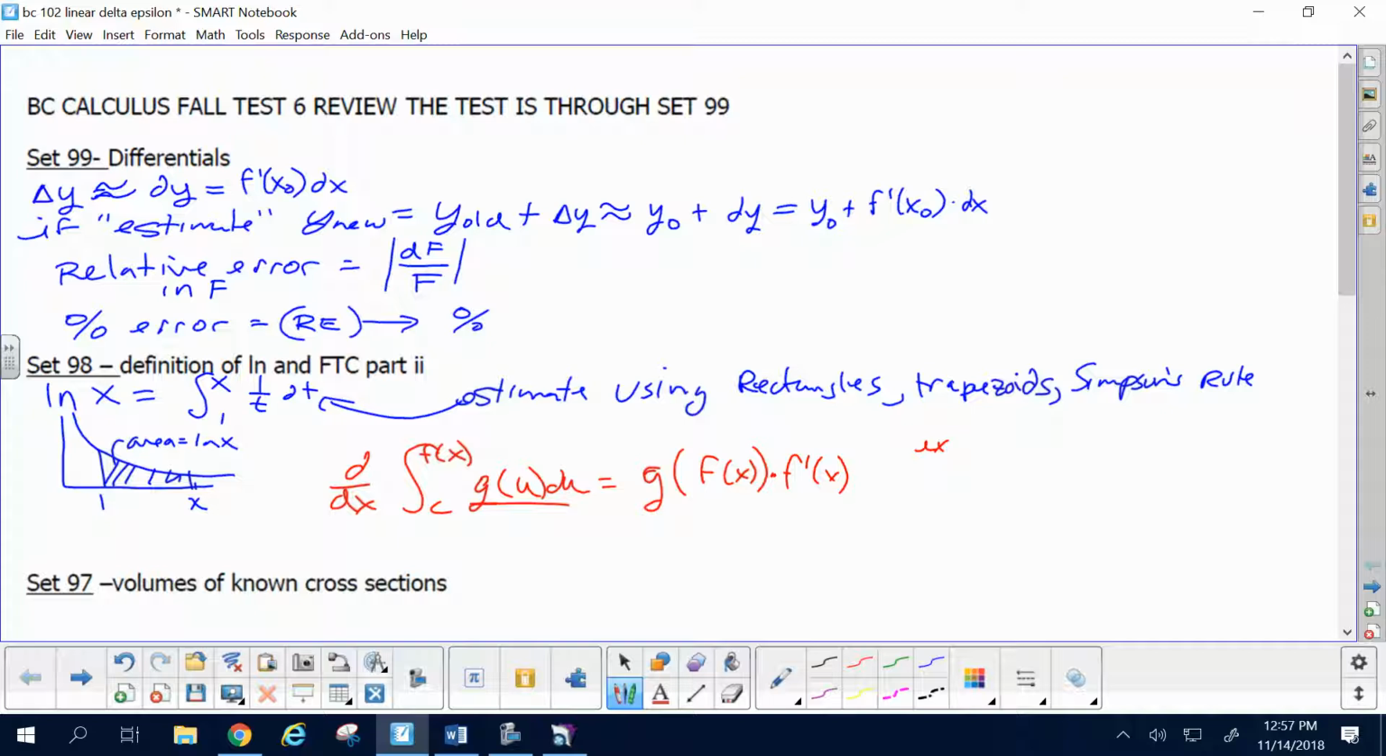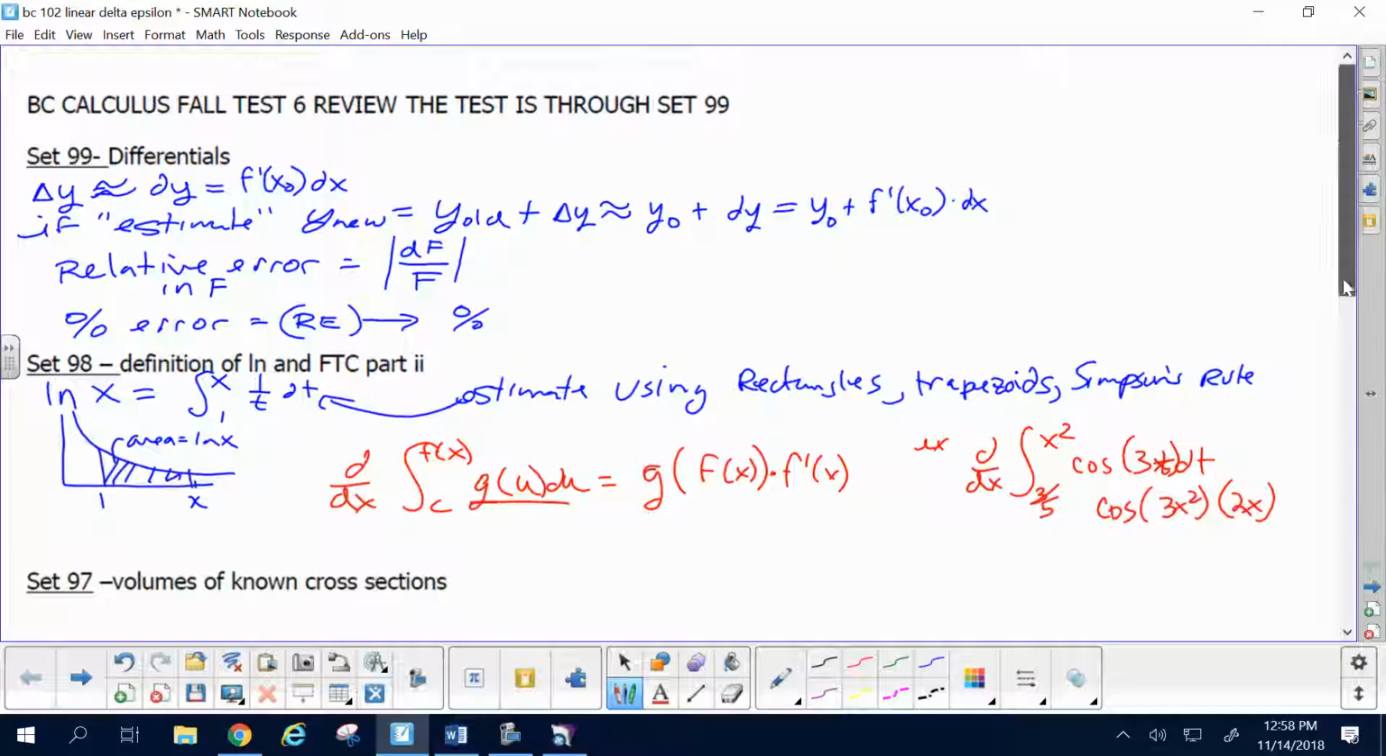Let's talk an example here. What if I gave you the derivative of the integral from 3 to x squared of cosine of 3t dt? What does that equal? Cosine of 3x squared times 2x. What about this 3 here? What if it was changed to a 5? Not change anything, that's no effect. Okay. All right, good deal.